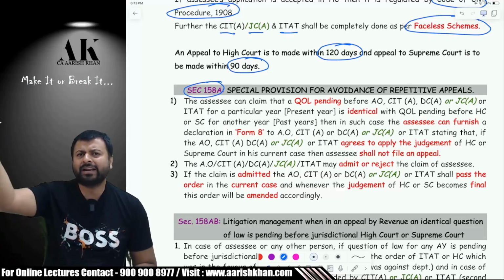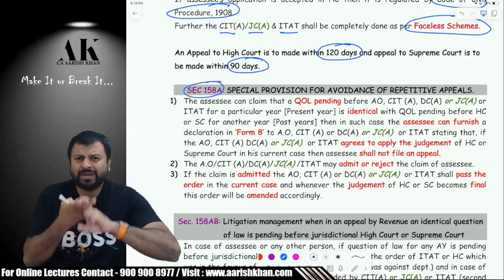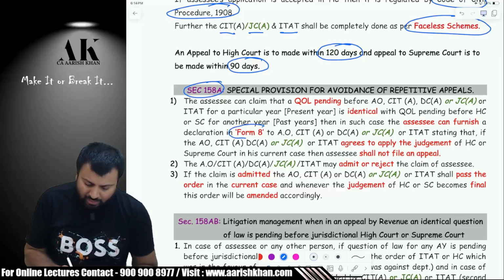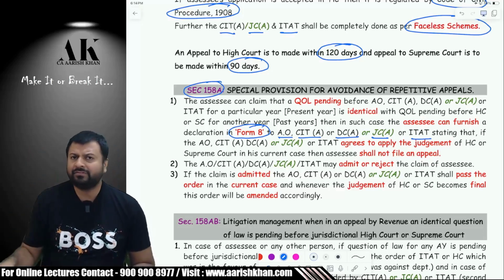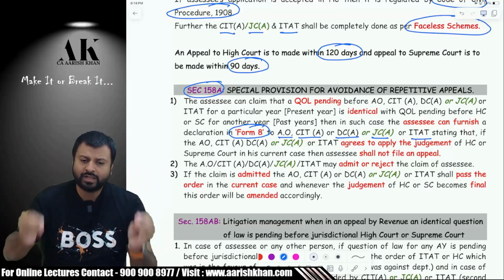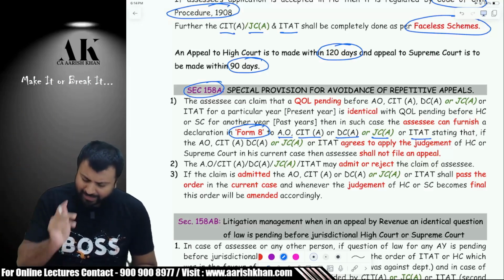Should I appeal the same matter again to CIT appeal, then ITAT, then High Court? The same matter will duplicate. It will be a repetitive appeal, an appeal of the same matter again and again. So in that case, the government says that you have to file form number 8 to the AO, CIT appeal, DC appeal, JC appeal, or ITAT. If these authorities accept, then they will pass an order as per the current judgment, and whenever the final order comes for last year, they will apply it in the current year also.